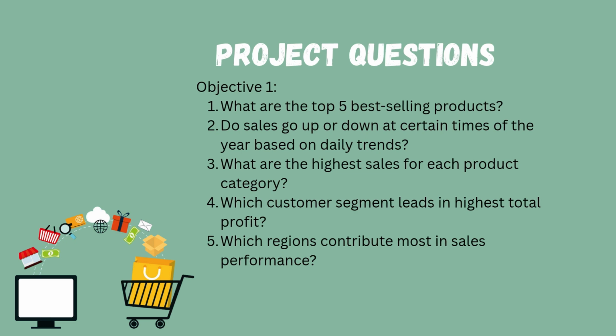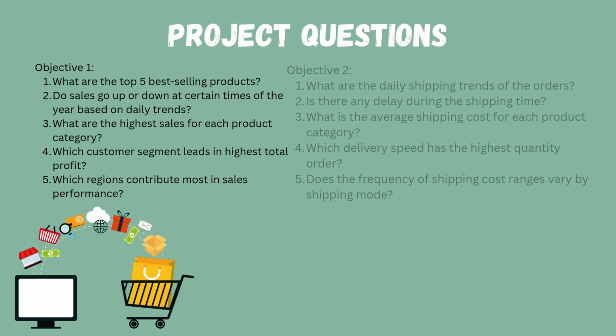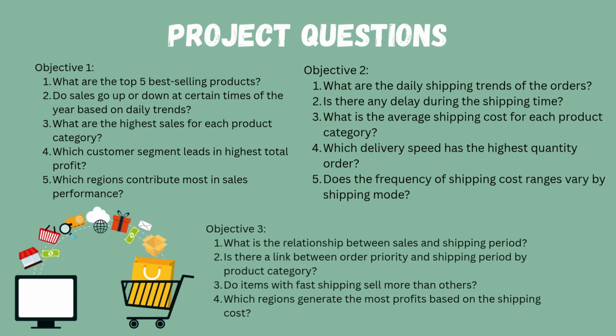For the project questions for Objective 2, first, what are the daily shipping trends of the orders? Is there any delay during the shipping time? And what is the average shipping cost for each product category? And the project questions for Objective 3, first, what is the relationship between sales and shipping period? And is there a link between order priority and shipping period by product category?